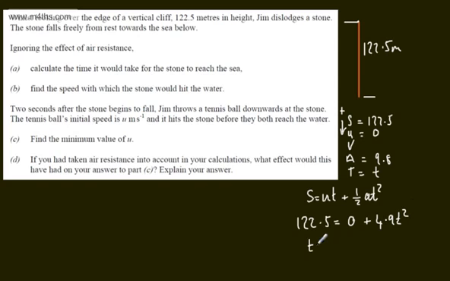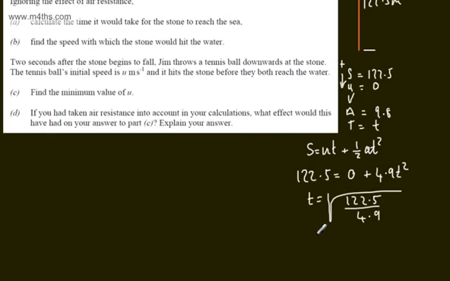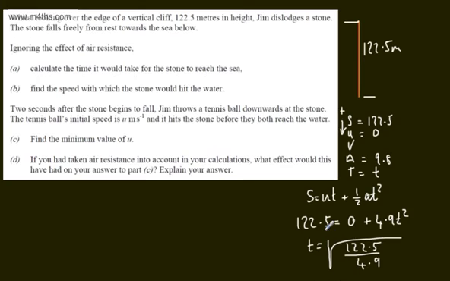So we can see that t will be the square root now of 122.5 over 4.9. And again, we're going to take the positive root as it's going to be a time. So in the calculator, let's do that. 122.5 divided now by 4.9, and we end up with 5. So again, t is 5. It's a bit of a coincidence, but t isn't always 5. So there we go, t is 5.